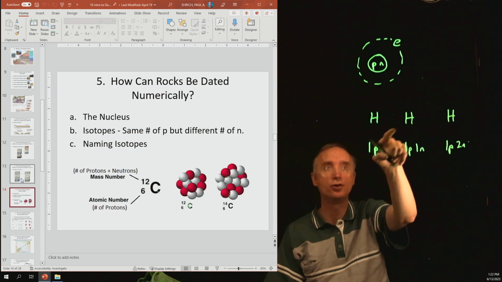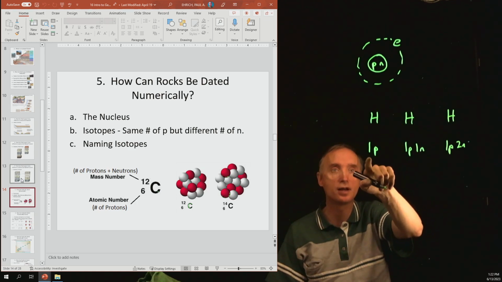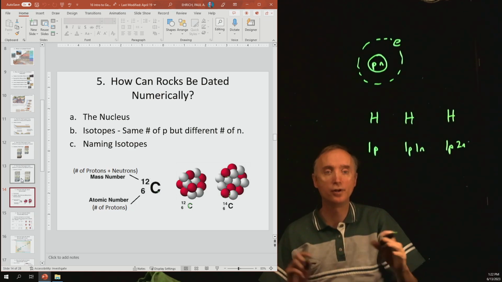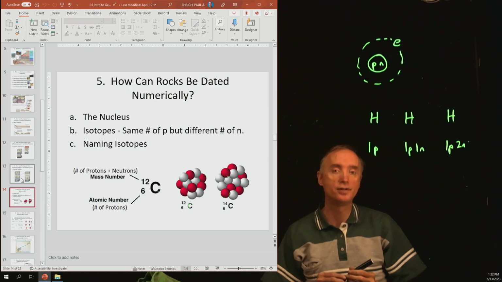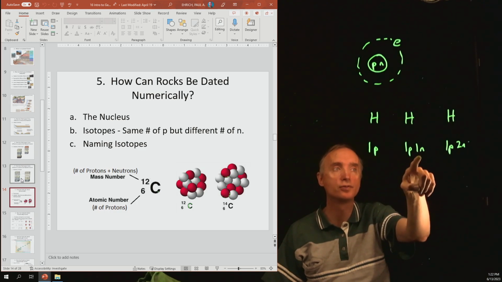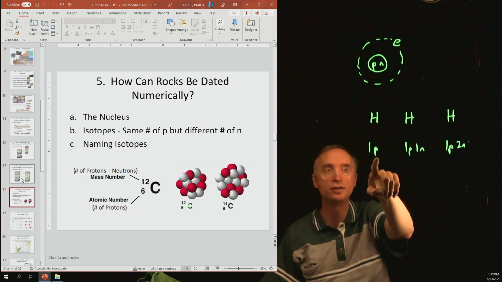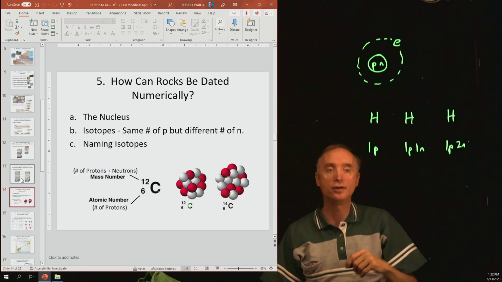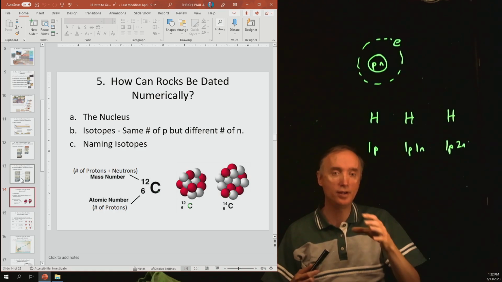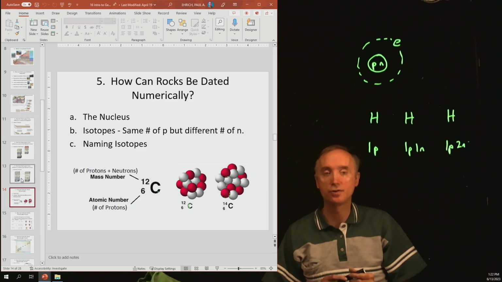Notice that no matter what it is, it's got one proton. Every hydrogen has to have one proton. So that's the atomic number. That's the number on the periodic table that doesn't have the decimal point. But they have different numbers of neutrons, so these are different kinds of isotopes of hydrogen. And you can have isotopes of helium, isotopes of lithium. Every element in the periodic table is going to have different isotopes.